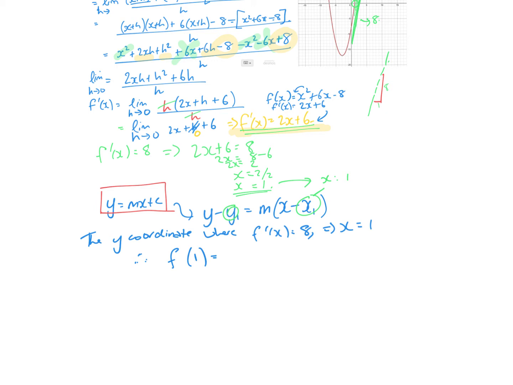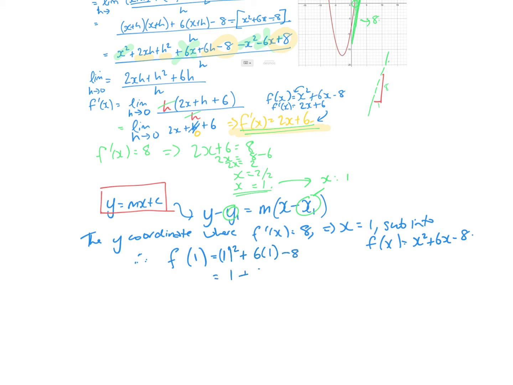So a little bit more maths to explain it. The y coordinate where x equals 1 is found by substituting into f of x, our original equation, which is x squared plus 6x take 8. So we're going to put 1 in there, which is going to be 1 squared plus 6 times 1 minus 8.